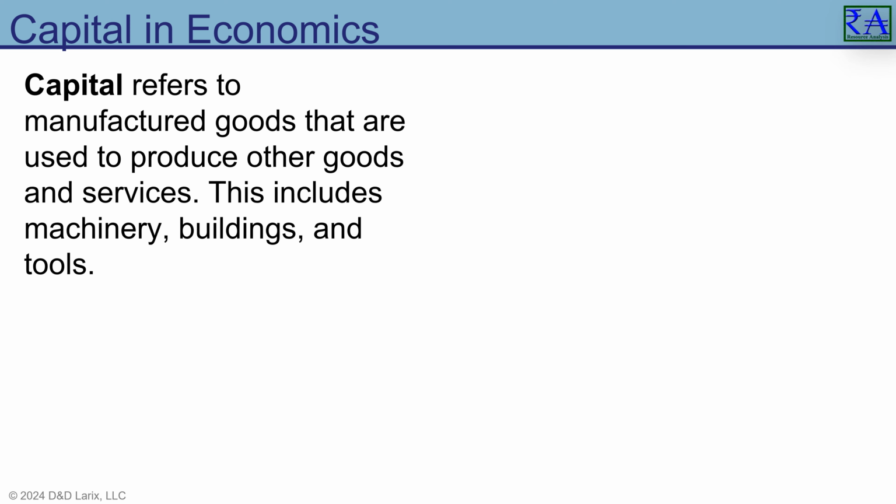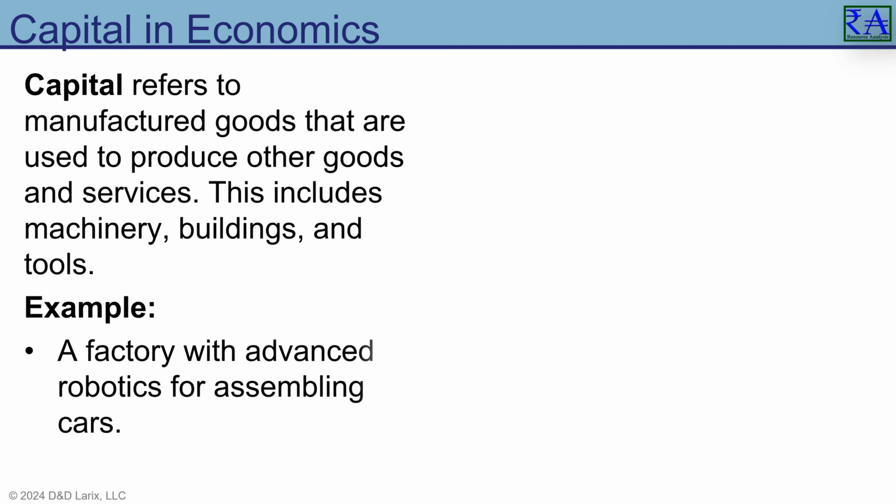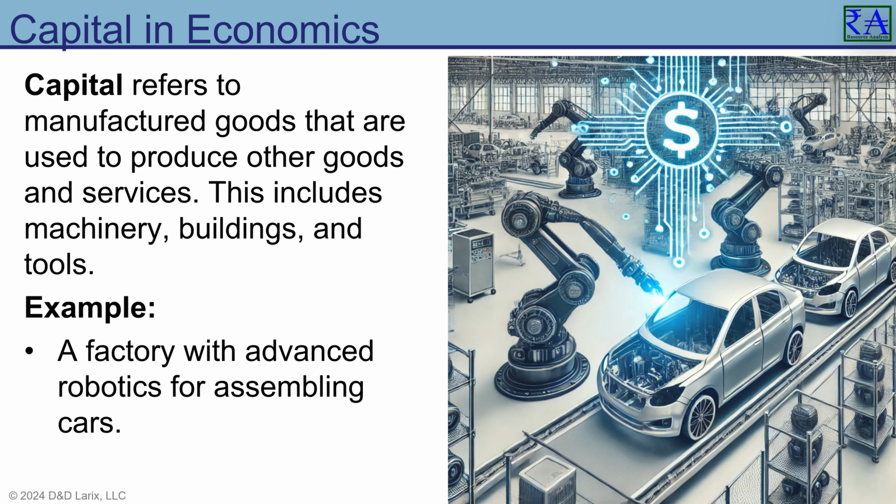Capital in economics is not just money. It includes all manufactured resources used in production. Think of a car factory, equipped with advanced robotics. These machines, buildings, and tools are considered capital because they help produce cars more efficiently. Understanding capital is crucial for analyzing how economies grow and develop.